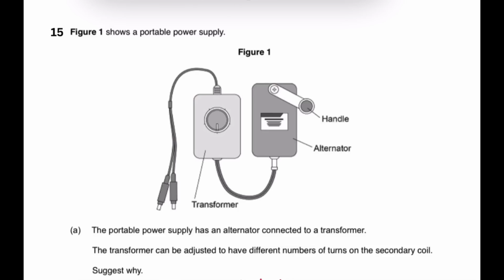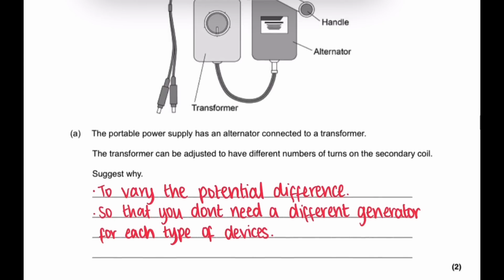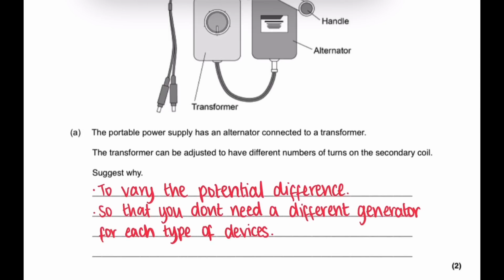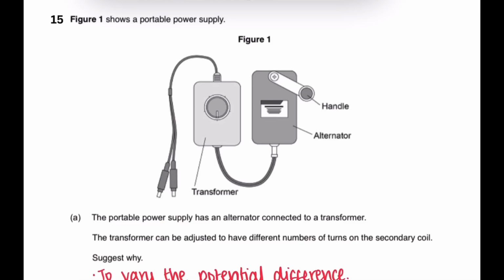Question 15. Figure 1 shows a portable power supply. The portable power supply has an alternator connected to a transformer. The transformer can be adjusted to have different numbers of turns on the secondary coil. Suggest why. Well, if you think about this in normal day-to-day life, different devices will have different amounts of potential difference that they can handle.